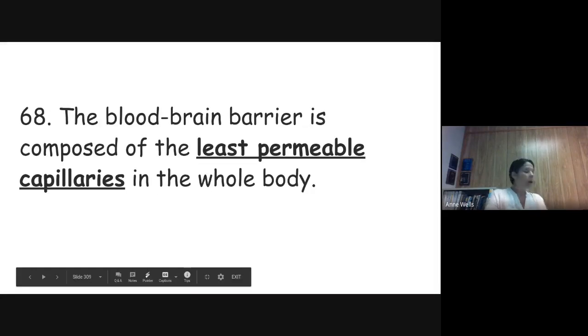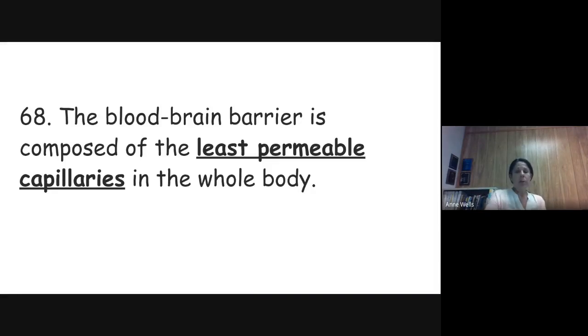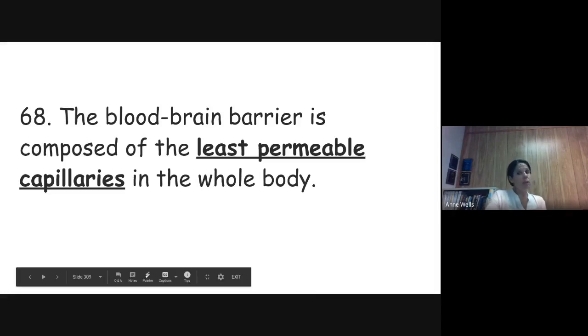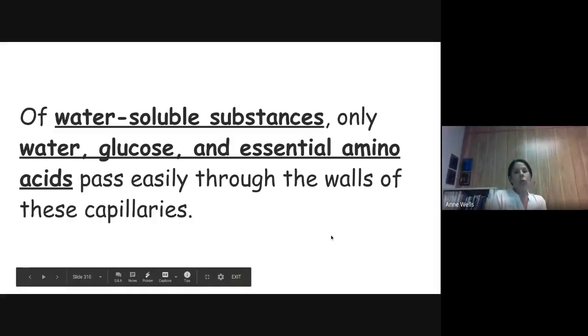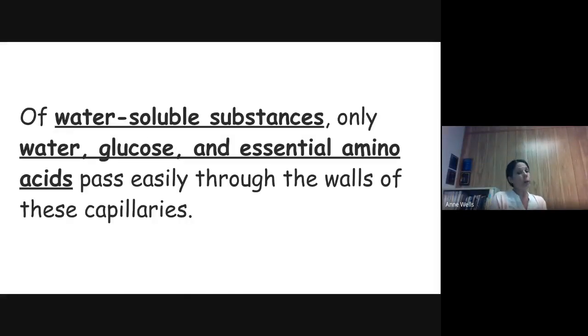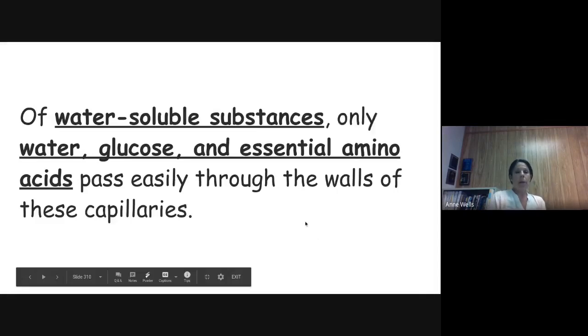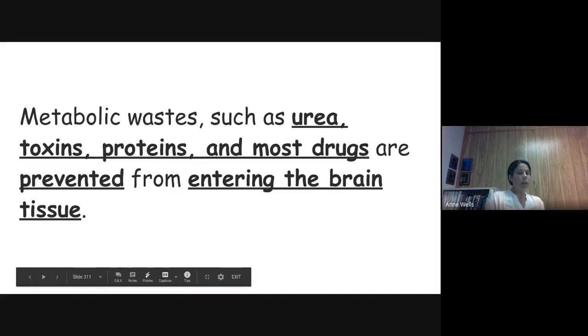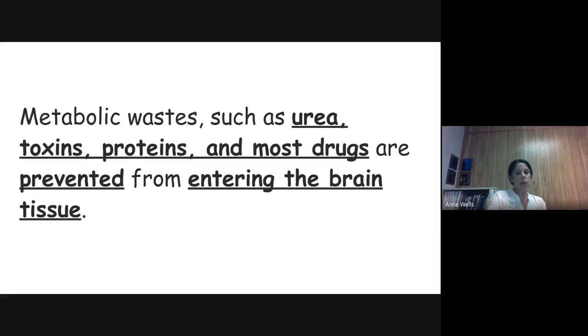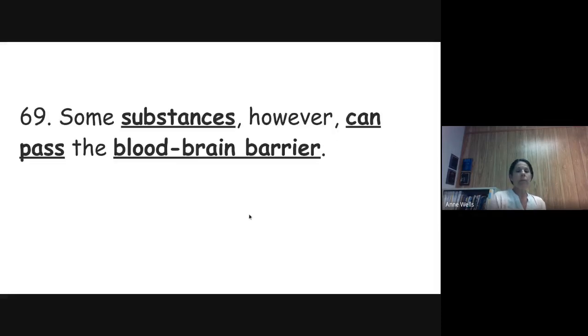Number 68. The blood-brain barrier is composed of the least permeable capillaries in the whole body. In other words, it's hard to get stuff through there. Of water-soluble substances, only water, glucose, and essential amino acids pass easily through the walls of these capillaries. Metabolic waste, such as urea, toxins, proteins, and most drugs, are prevented from entering the brain tissue.